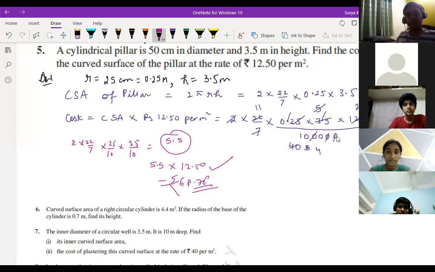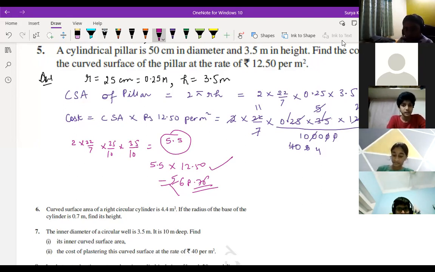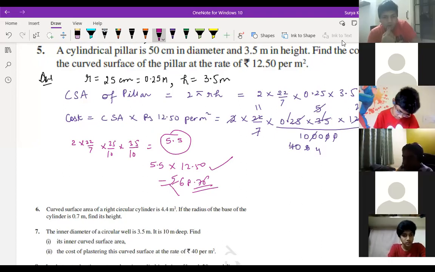Is it clear to everyone, children? Yes, sir. Taroni, any doubt you are having? No, sir. Do you know all the formulas, CSA, TSA of all things, cylinder, cone, everything? Sir, I get confused a bit. Okay, fine. Anyone, children, anyone having doubts still? No doubt, sir. So till here we are closing, and I'll just solve a few doubts if you're having.